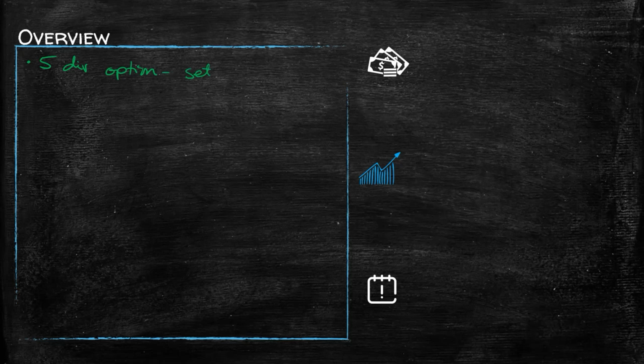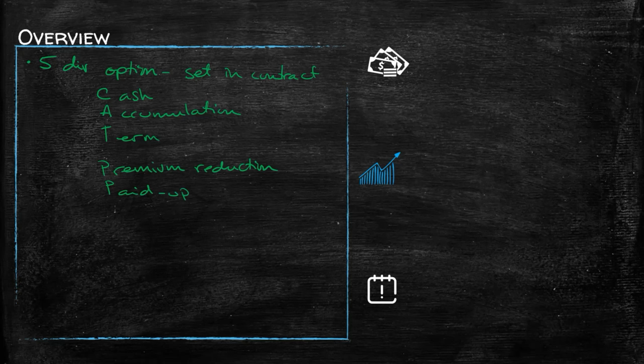As I mentioned, there are 5 options. It is set in the contract what those options are going to be. And the first 3 conveniently spell CAT, so that should help you remember them. Cash accumulation and term. And then the following 2 are a double P, premium reduction, paid up additions.